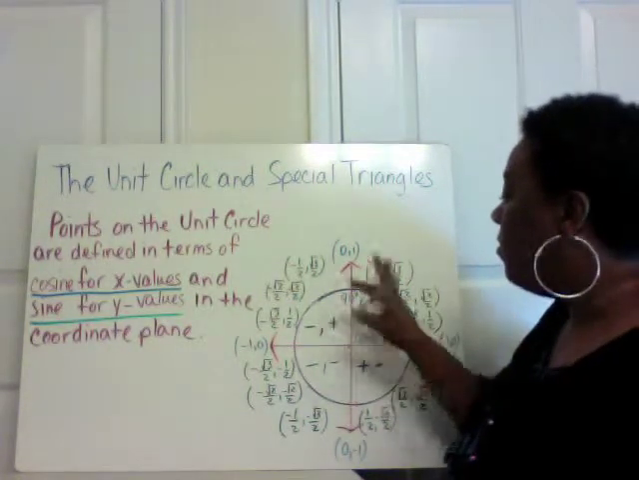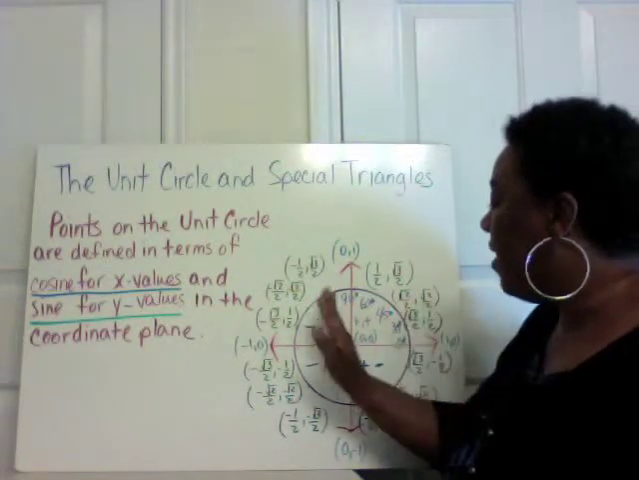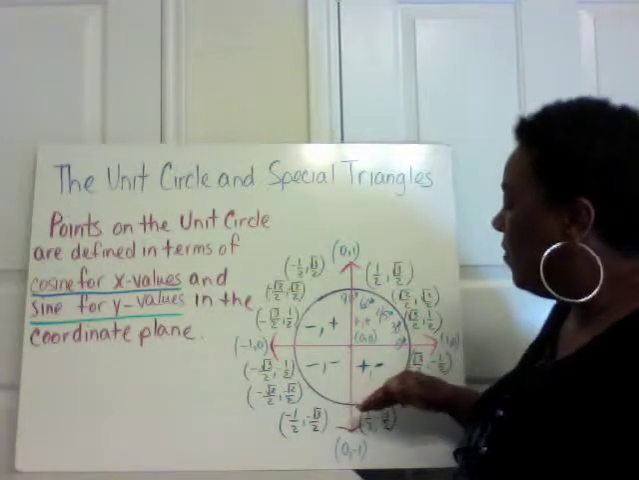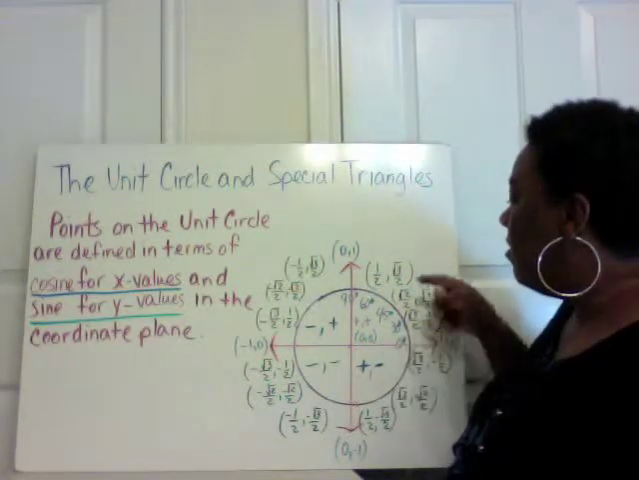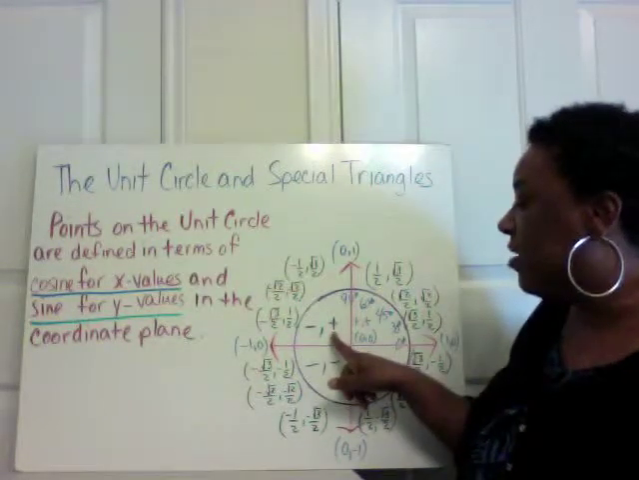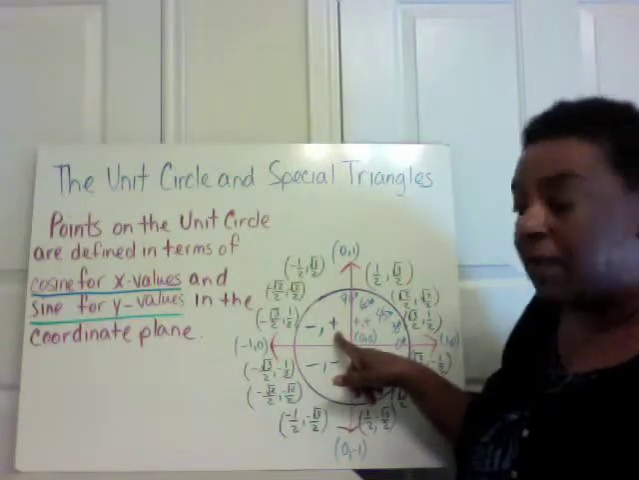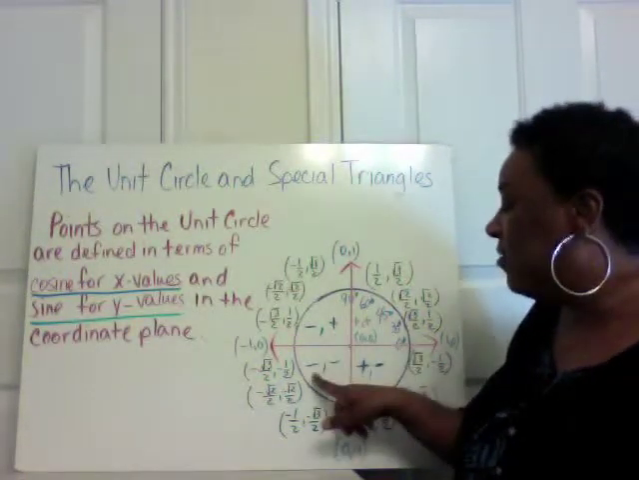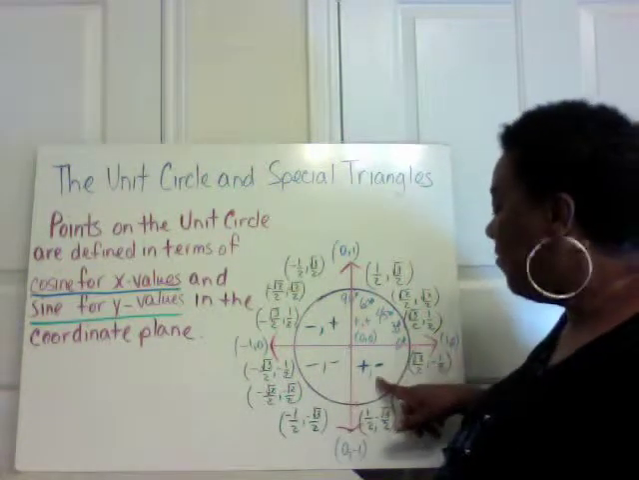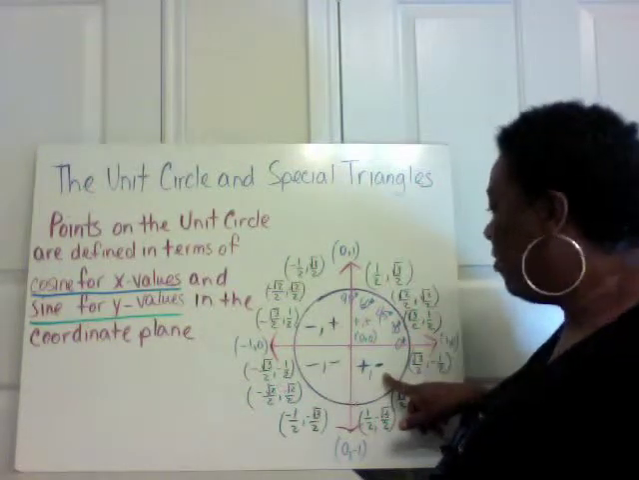Now these coordinate points repeat all around the unit circle, and they are symmetric with respect to the y-axis and the x-axis. In this first quadrant, the values will both be positive. In the second quadrant, the x value will be negative and the y value will be positive. In this third quadrant, both values will be negative. And in this fourth quadrant, the x value will be positive and the y value will be negative.